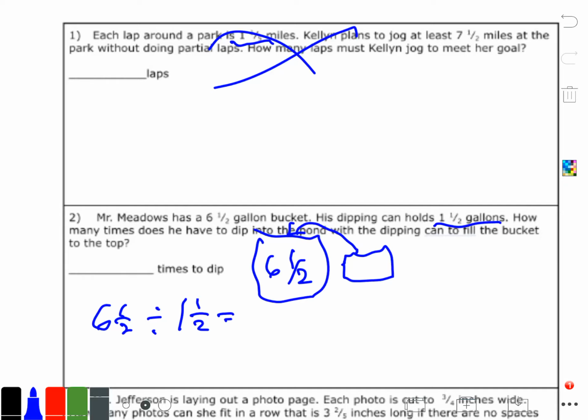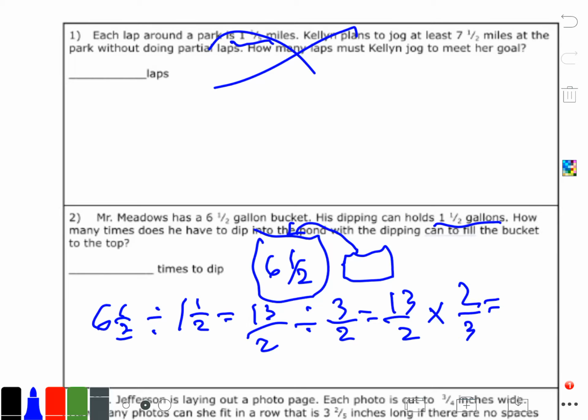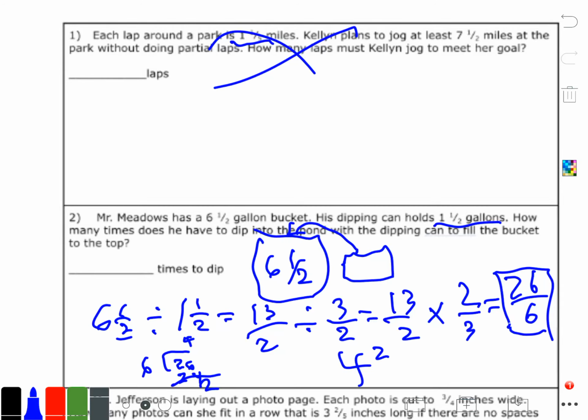To do this, 2 times 6 is 12, plus 1 is 13 over 2, divided by 2 times 1 is 2, plus 1 is 3 over 2. Rewriting it again, 13 over 2, division and multiplication, 2 over 3. And we end up with 26 over 6. Now, that is a fraction greater than 1, so we have to divide 26 by 6. And it's going to be 4, 24. The 2 remaining. So it's going to be 4 and 2 6.